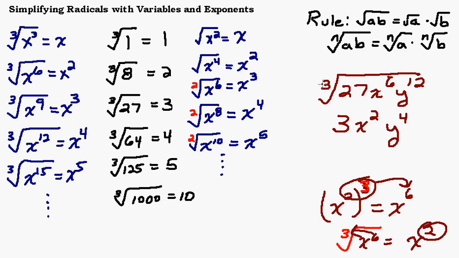The cubed root of 27 is 3 times 3 times 3, so the answer is 3. 3 times 3 times 3 is 27, so the cube root of 27 is 3. You have to really treat those differently.